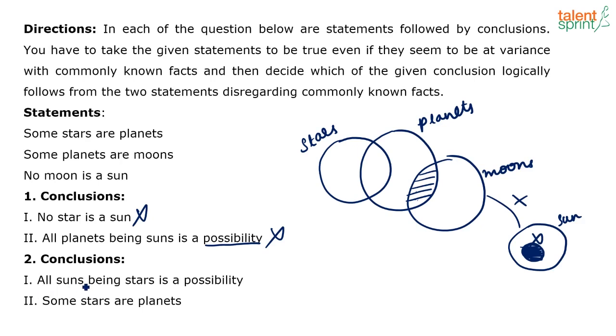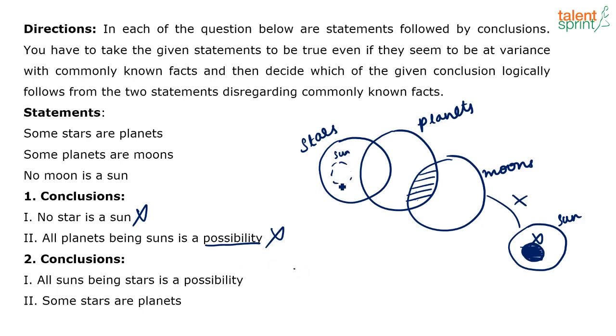Next one, all suns being stars is a possibility. So all suns being star is a possibility means what is happening? This set sun has to be under stars. So I am just going to assume for now that this conclusion is true and I am going to put sun here. So if I put sun here, what happens? All suns have become stars.